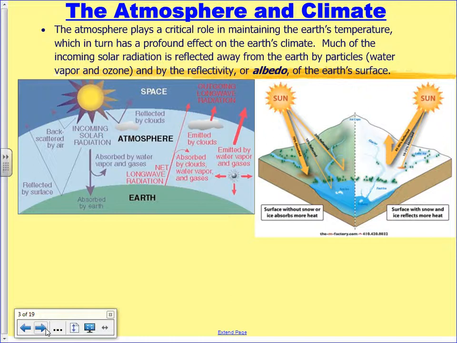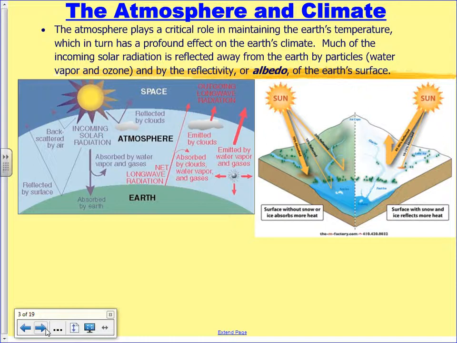Okay, that's why in the wintertime, okay, not only do we have less direct sunlight, which we talked about before, but also the ground is typically covered in snow, and snow reflects away a lot of the incoming energy, right? And that doesn't allow the temperature to increase.